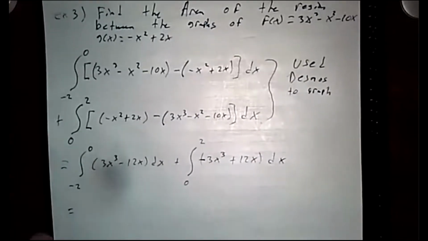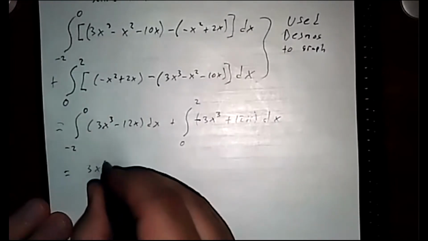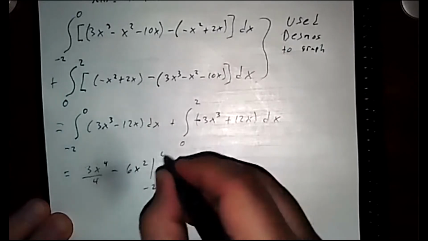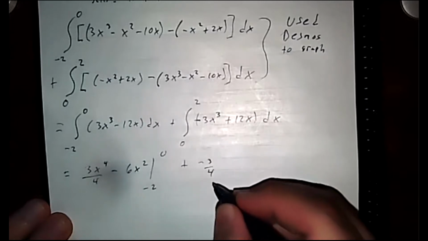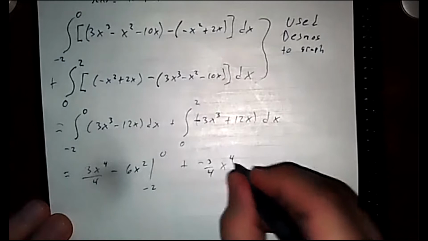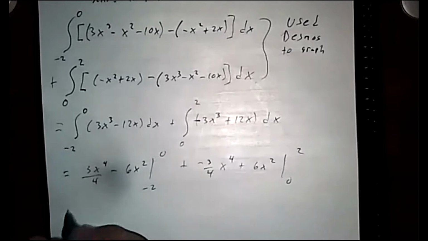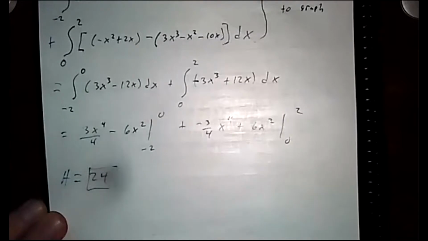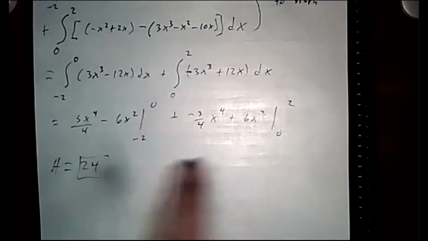And then you would integrate this. So you would get 3/4 x to the 4th minus 6x squared from -2 to 0, plus -3/4 x to the 4th plus 6x squared from 0 to 2. So the area would become, after you do all the number stuff, which I will not do right now, 24. Once you plug in the 0 minus whatever.